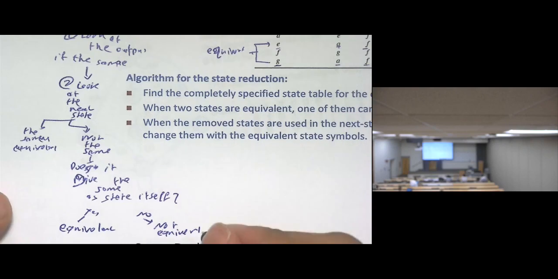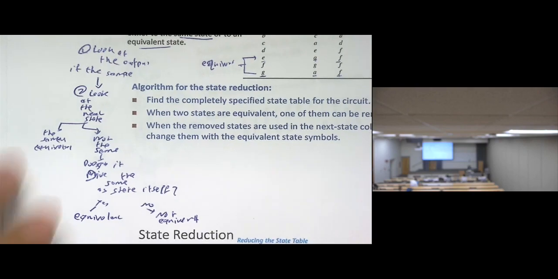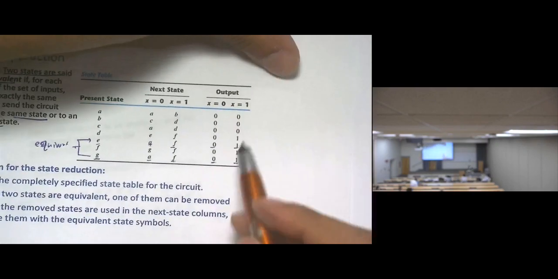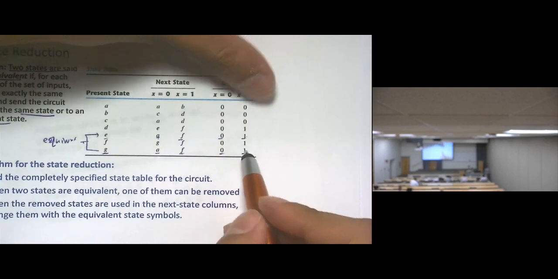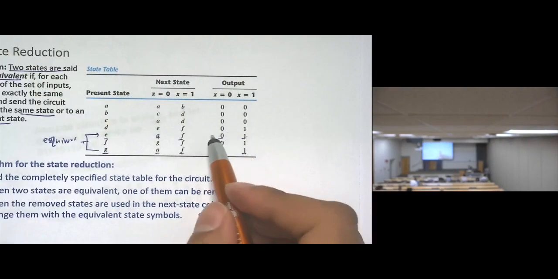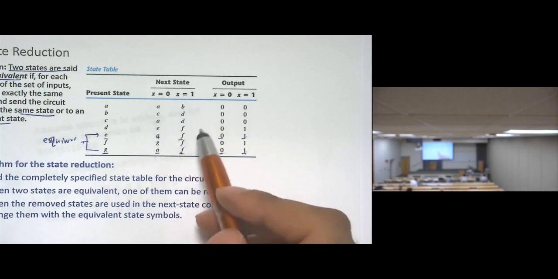Okay, not equivalents. What do I mean by this? The first step, look at the inputs and outputs. So we will see four states sharing the same input and same outputs. So what we need to do next is look at the next states.